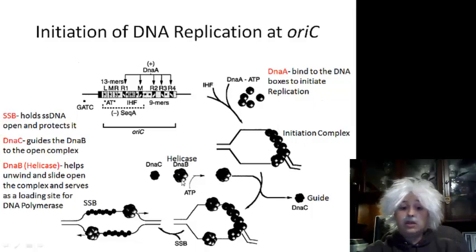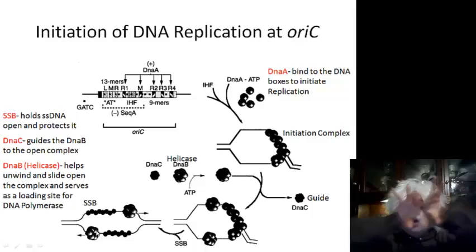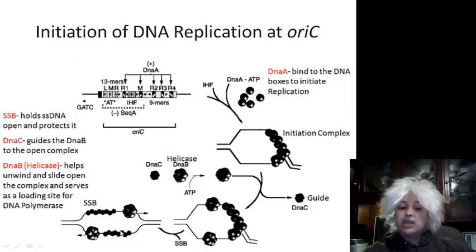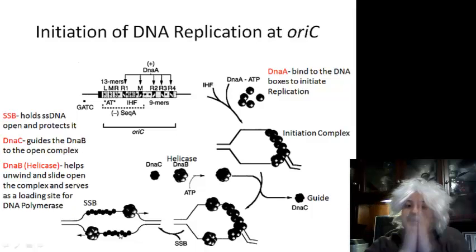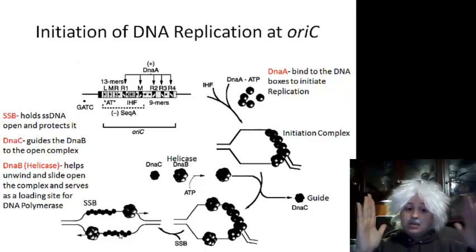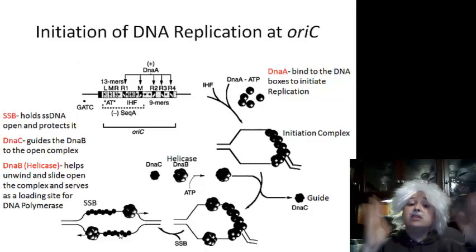Next, DnaC guides helicase, also known as DnaB, to the initiation complex. So, this is helicase, and this is helicase. Helicase will move in opposite directions, opening up two replication forks. But it leaves open single-stranded DNA. This is a problem. The single-stranded DNA wants to come back together. So, we use SSB proteins to hold them apart and to protect the single-stranded DNA.